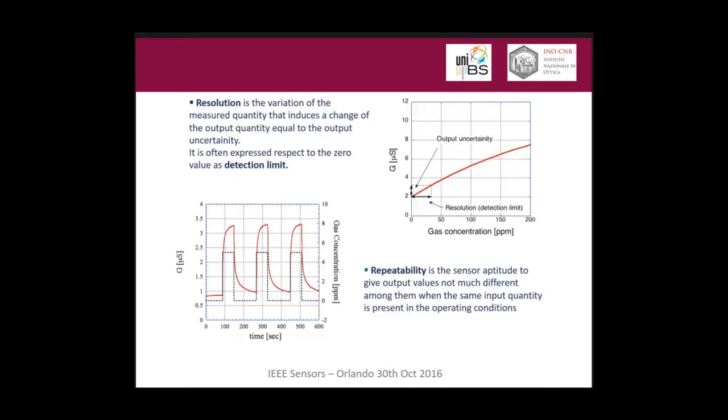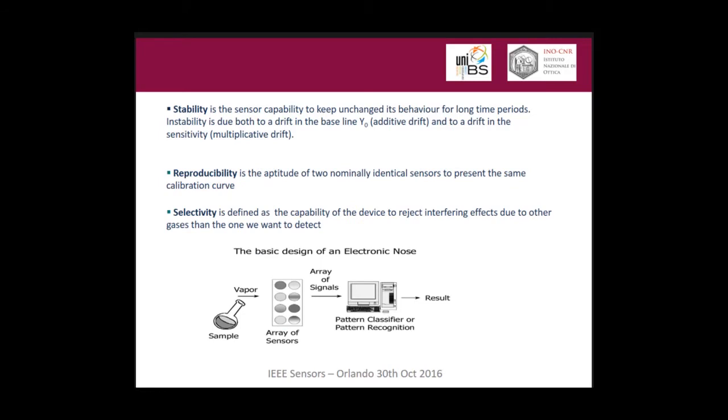So there are other parameters that are important. For example, the repeatability of the measurement. You want the measurement to always be the same, independent of how many measurements you are doing. And you want the material to be stable, that is, the resistance does not vary with time, which often happens. The reproducibility is that two identical sensors have the same calibration curve.